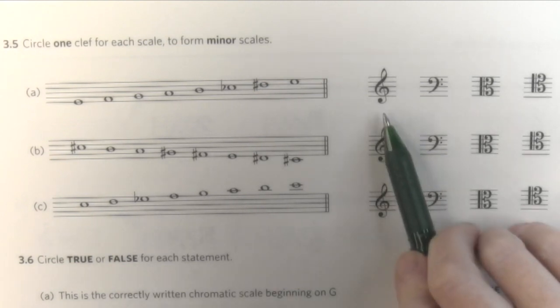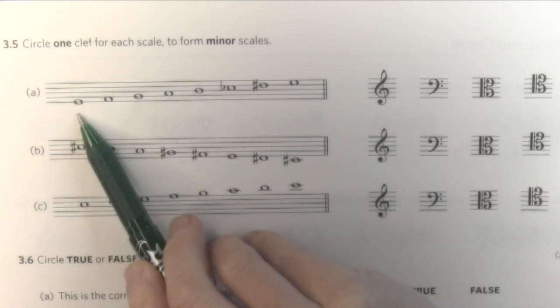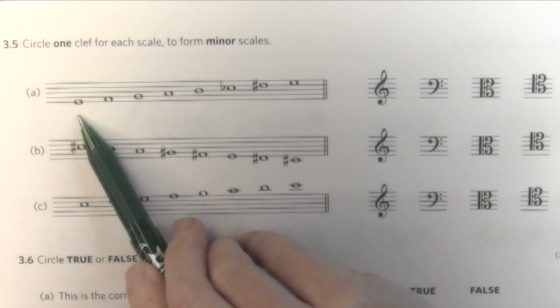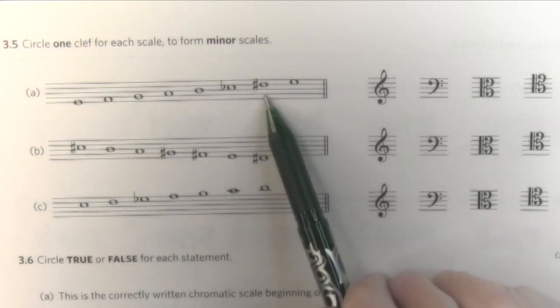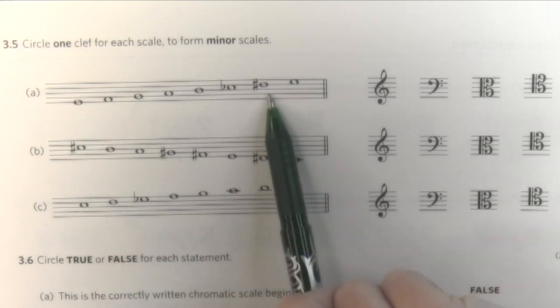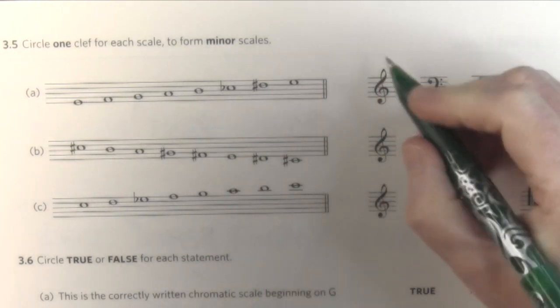So let's see. If this is in treble clef, this note will be Mi, E. E minor is the relative minor of G major, and G major has 1 sharp, and this could be correct because we have 1 sharp, but also we have 1 flat here. So I don't think this makes sense. So it can't be the treble clef.